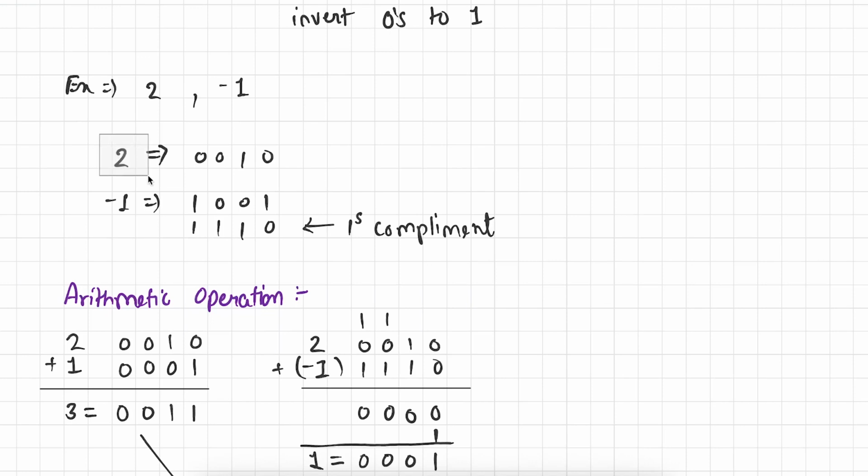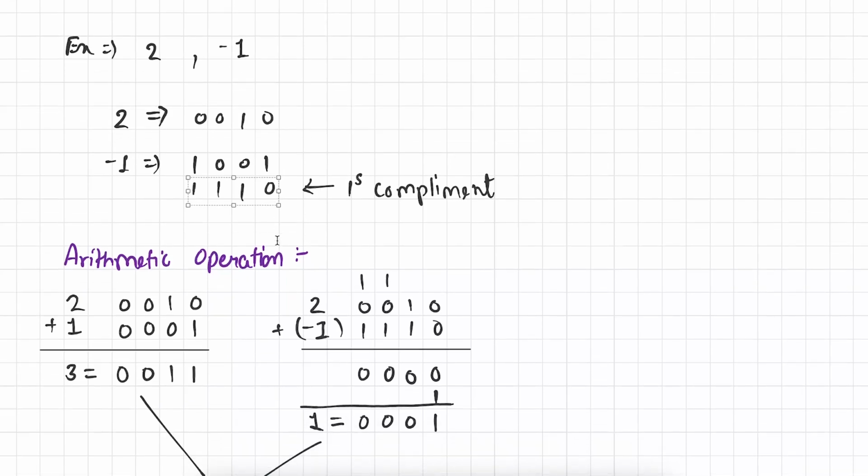The binary representation of 2 is the same as before. But what about minus 1? This bit is representing the minus sign and the remaining bits are 0, 0, 1. So we are going to find the ones complement of these bits. What we do is simply invert the bits. So 0 becomes 1, 0 becomes 1 and 1 becomes 0. So we get 1, 1, 1, 0.